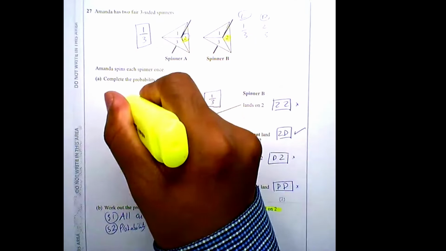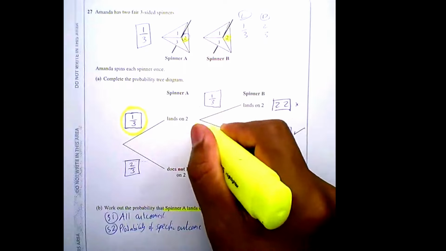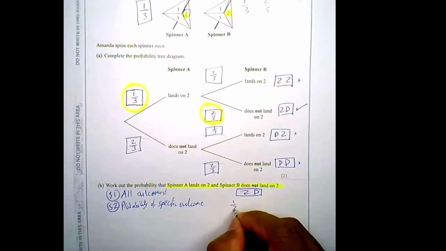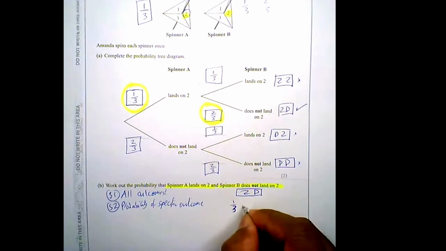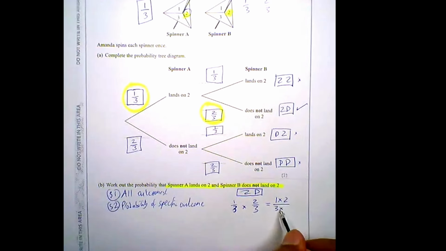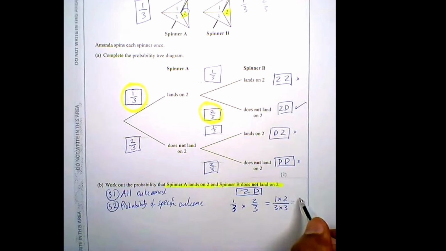And so similar to before, I am going to be multiplying along my branches. So this is going to be 1 out of 3 times by 2 out of 3. Okay, and so 1 times 2, numerators are multiplied, denominators are multiplied. 1 times 2 is 2, 3 times 3 is 9. So my final answer is 2 out of 9.